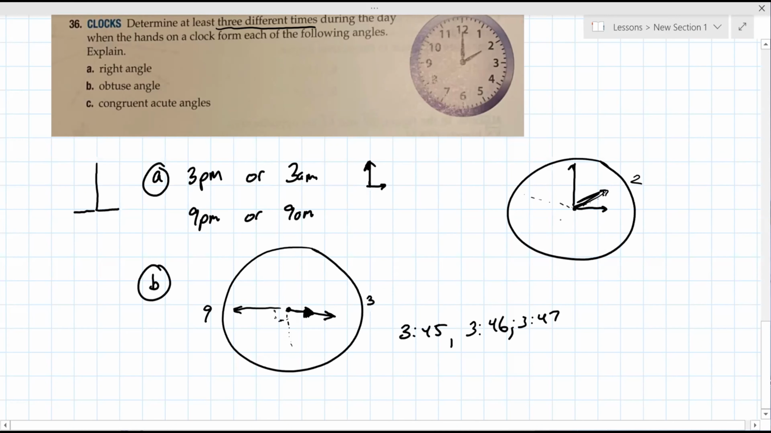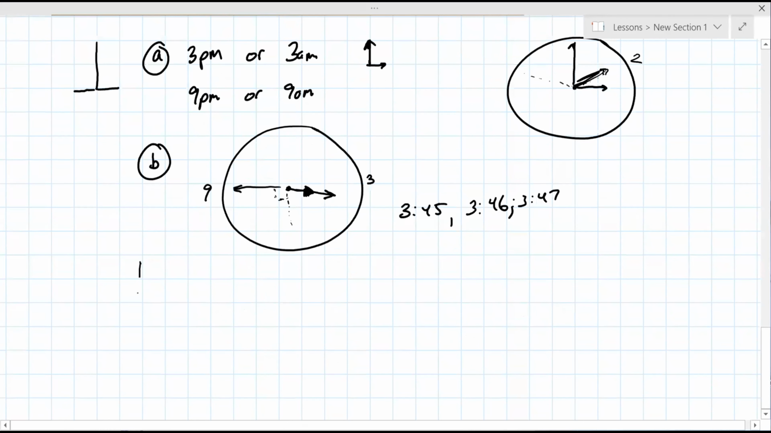So there's actually a lot of answers here. Maybe they're looking for something simpler, and I'm probably overcomplicating this. Like at 4 o'clock, the hour hand is pointing there and the minute hand is pointing there, at 4 p.m. So that's a possibility. Same thing with 5 o'clock. That's probably what they wanted, where the minute hand is there and the hour hand is pointing there at 5 p.m.